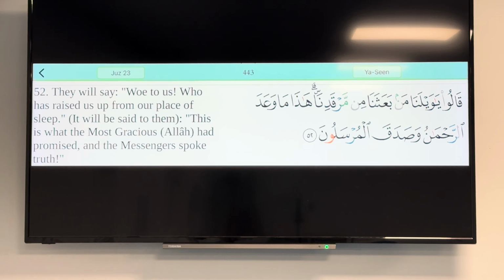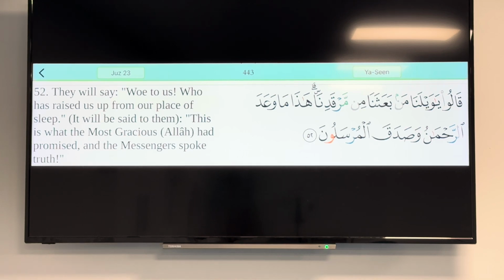This day is going to be a very stressful and difficult day, brothers. We ask Allah that on the Day of Judgment, Allah gives us a quick reckoning. We know it's a long day, equal to 1,000 years. But there is also a verse in the Quran, brothers.